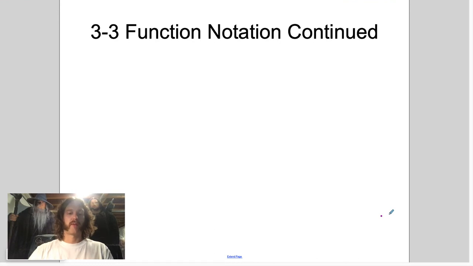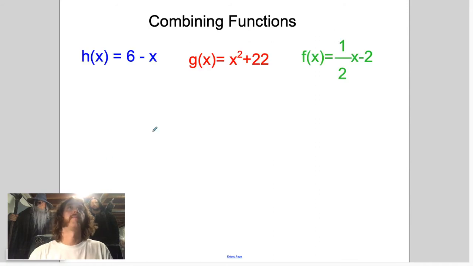So we're going to do some more complicated things, or I think more interesting things with function notation. So here we go. We can also do what's called combining functions, which is pretty fun. Combining functions is just where you might have an expression that looks like this. So example 1, we're going to do a linear combination of these two functions.